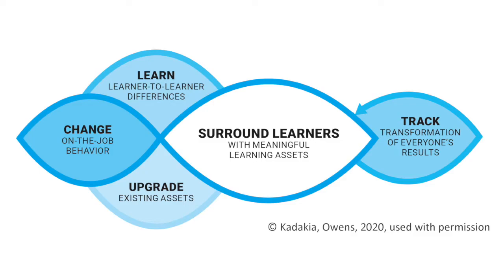So the 5 actions, let me run through them briefly. It's change on the job behavior, learn, learner to learner differences, upgrade the existing, surround learners with meaningful learning assets, and track transformation of everyone's results. Now, if you're trying to take notes, don't worry about it. That was a big mouthful. Just go to learningclusterdesign.com and we've got it all laid out there for you so you don't have to take quite so many notes. I hope that helps, but that is the model in and of itself.